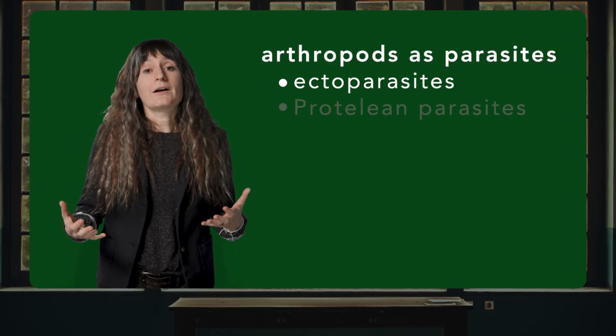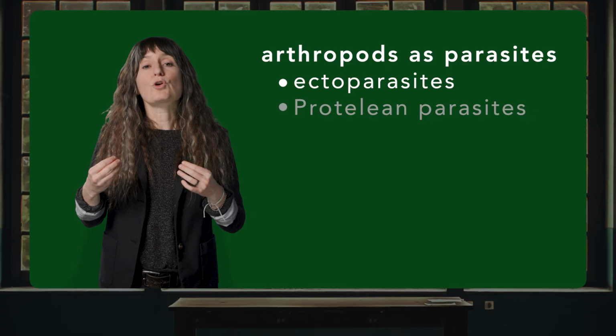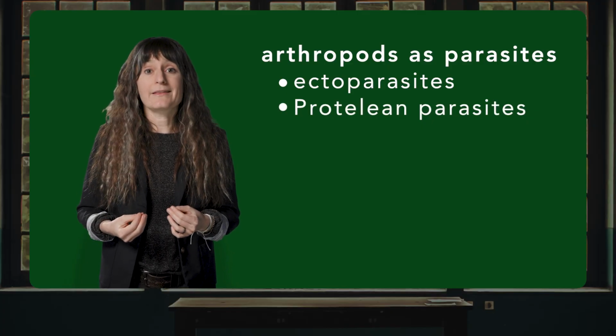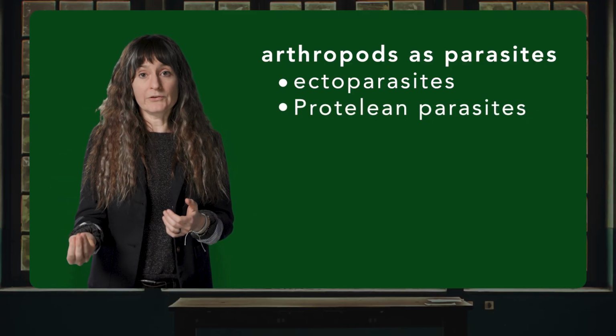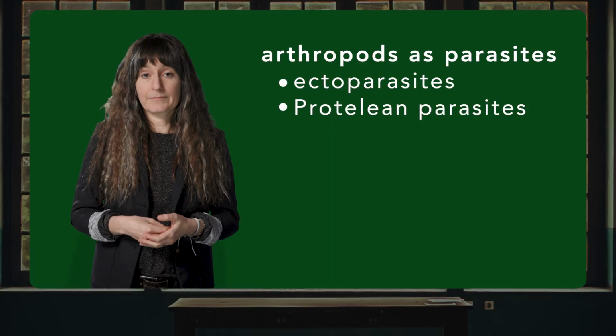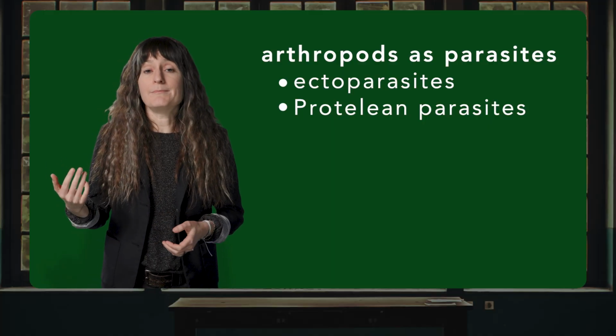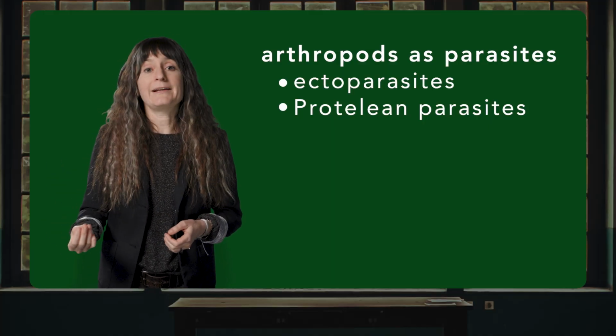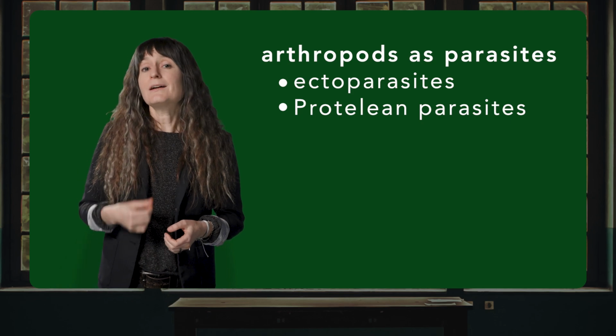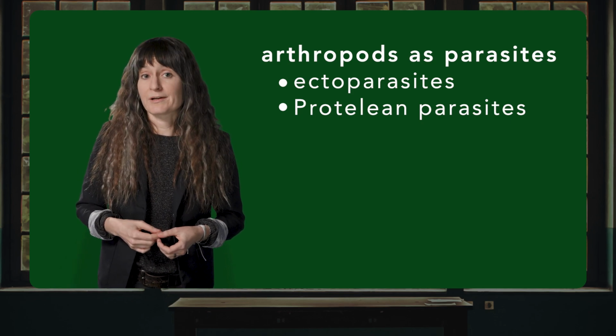We're then going to talk about the arthropods that are Protelean parasites, or parasites that are parasitic only in their larval stage, and then as adults, they're free-living. We've already seen an example of this among the Ficampiids in the phylum Platyhelminthes, and now we'll see a couple of examples of it among the arthropods.